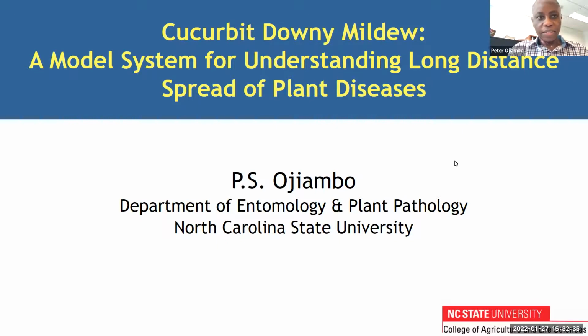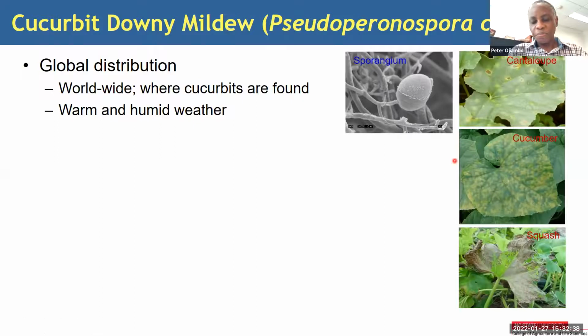So just a little bit of background information about Downy mildew. Downy mildew is caused by an oomycete called Pseudoperonospora cubensis. The disease actually has a global distribution and occurs pretty much wherever cucurbits are grown. And you can see the pathogen here. This is called a sporangium of the pathogen that is responsible for infection, and it can be dispersed over long distances. Warm and humid weather is conducive for the disease.